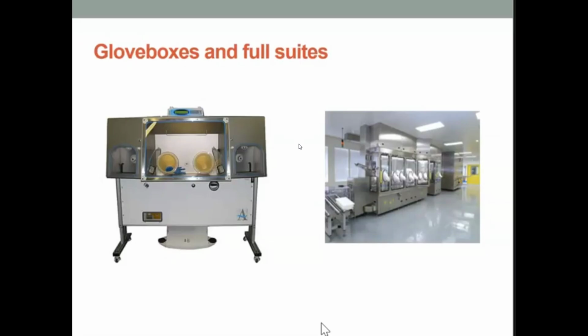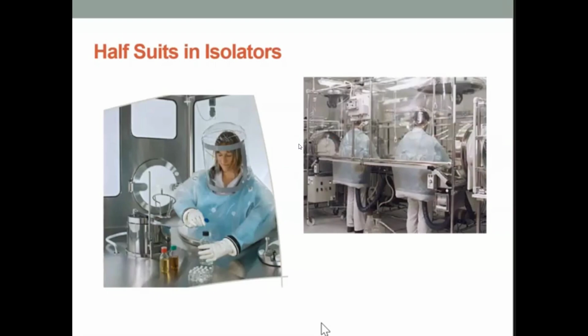Glove boxes and full suits might look something like this. And half suits and isolators would look something like this. So there's quite a huge effort put into making sure that the products being manufactured are sterile.